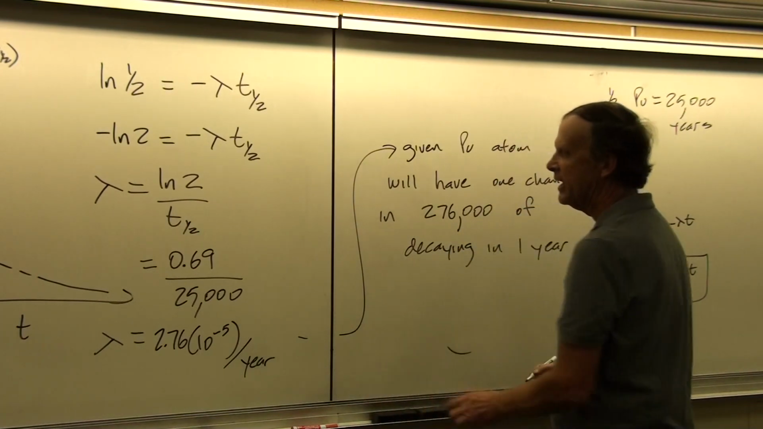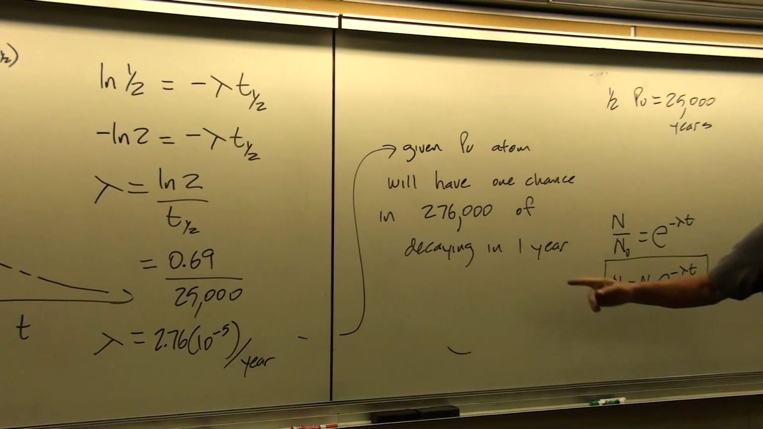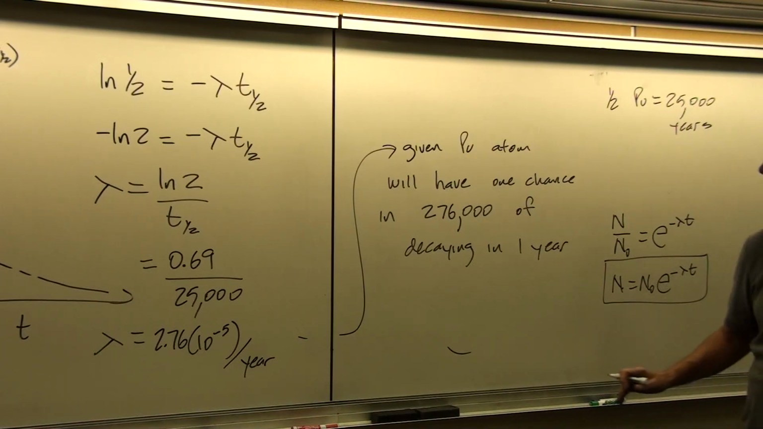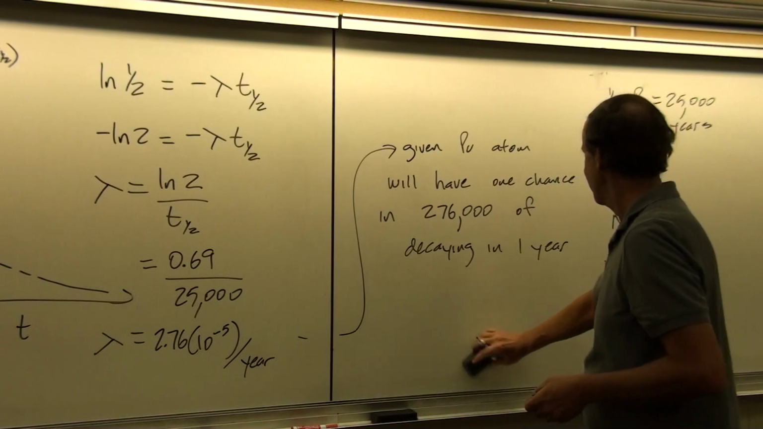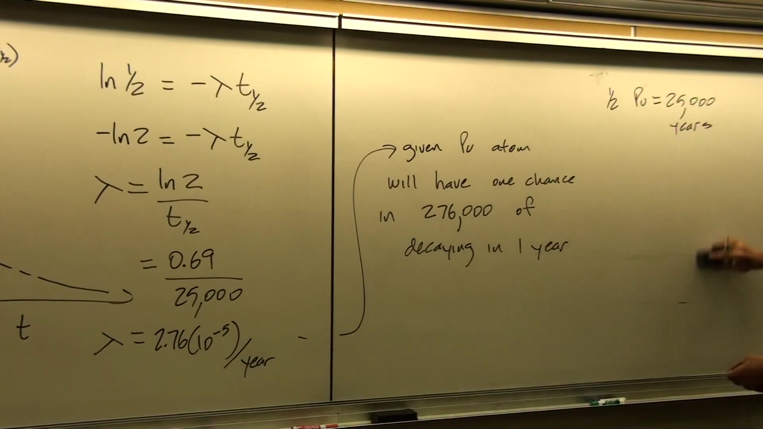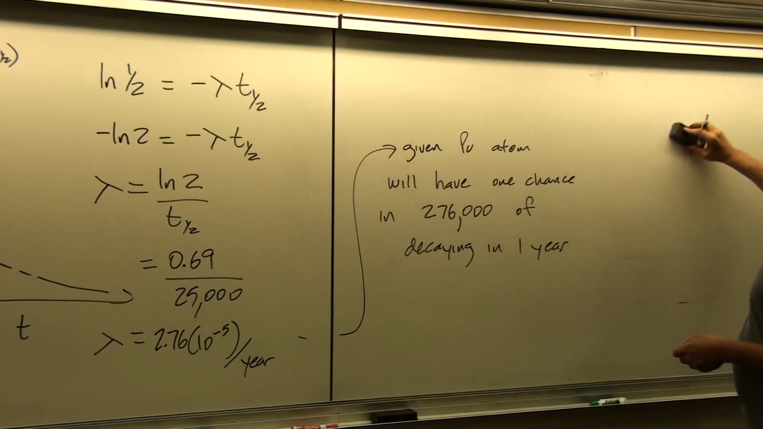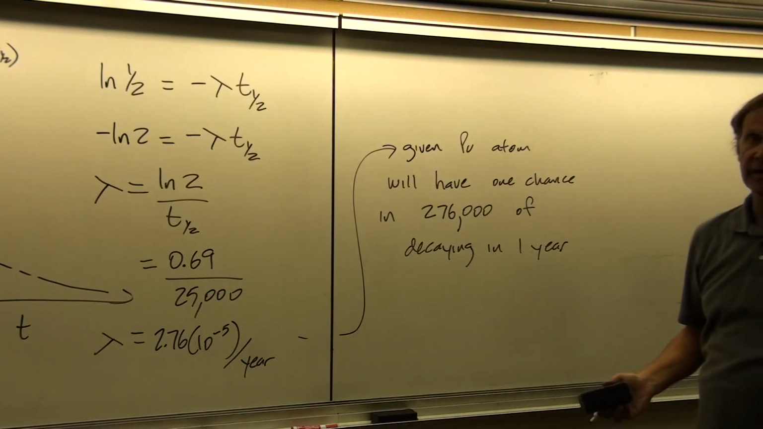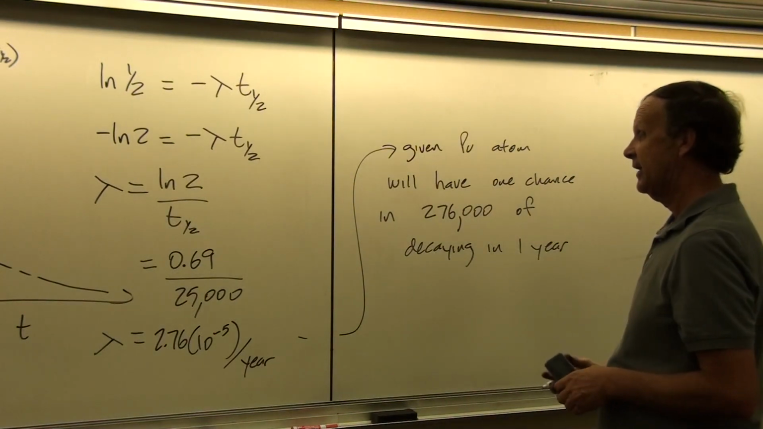So this is our decay probability. Any given plutonium atom has a 1 chance in 276,000 of decaying in a 1 year time period. So you might say, well, that's not very much. Why are we so worried about plutonium? Well, because the number of particles can be so big. That's why we're worried about it.